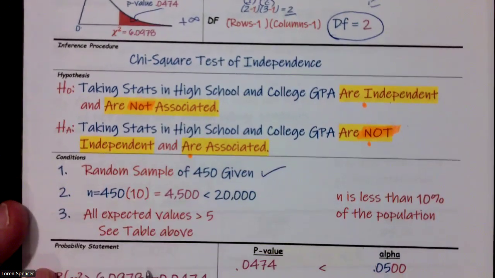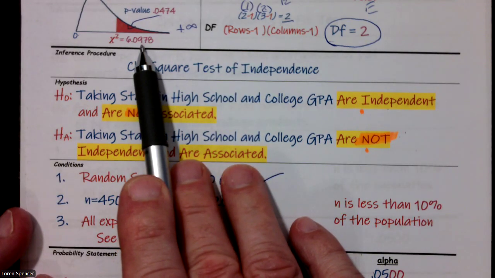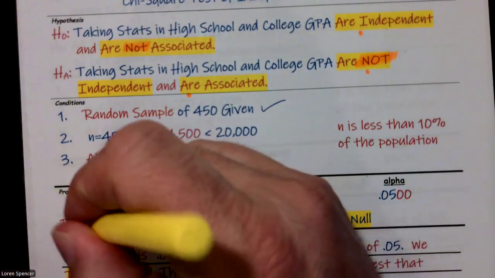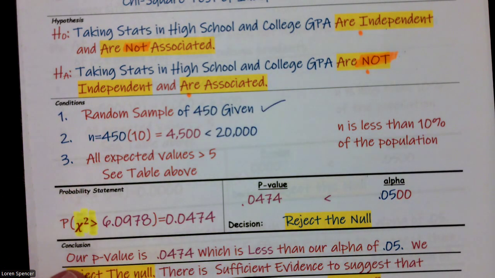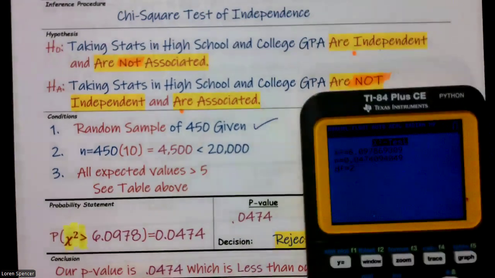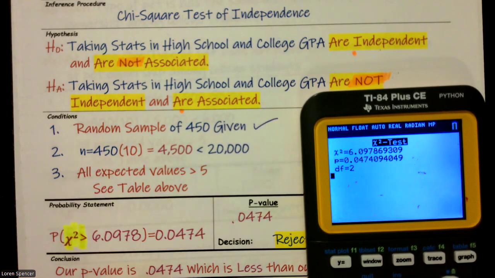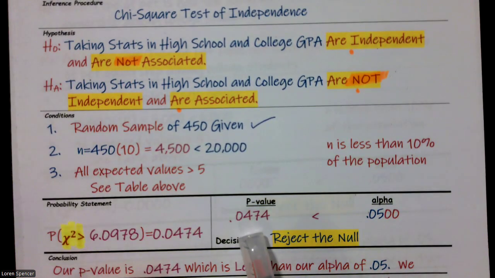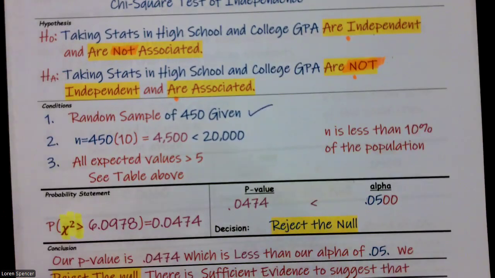This next part I can pull straight off the table. Our chi-squared value of 6.0978, and this will always be a greater than symbol when we're working with chi-squared, greater than, equals 0.0474. Just to remind you, I went stat, test, chi-squared test, to get the same information. So our p-value of 0.0474 is less than 0.05, so we reject the null.